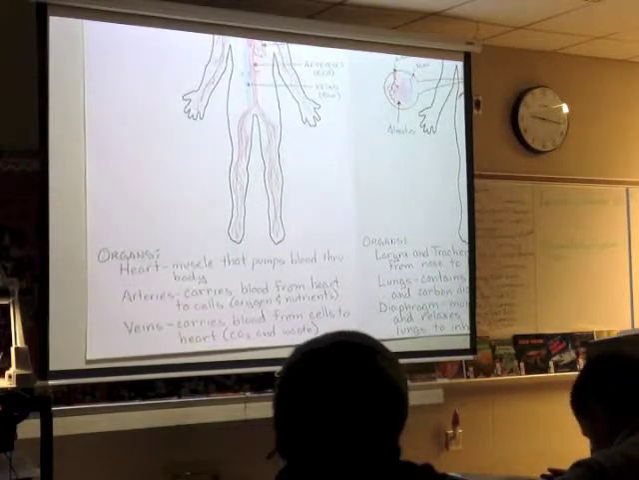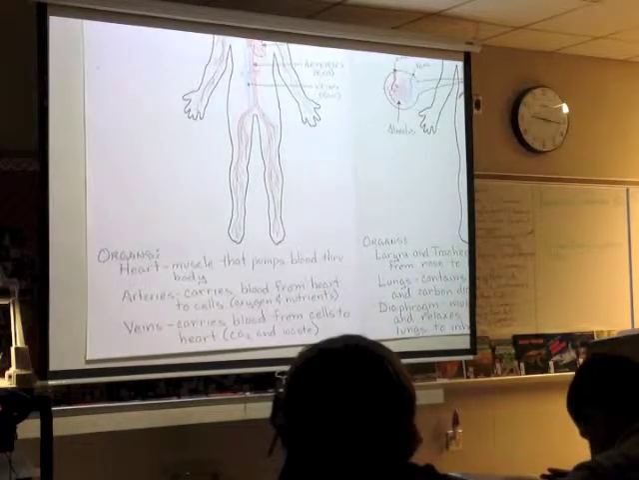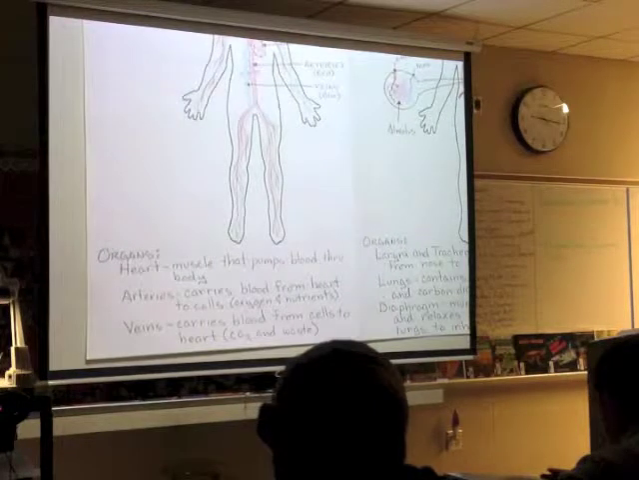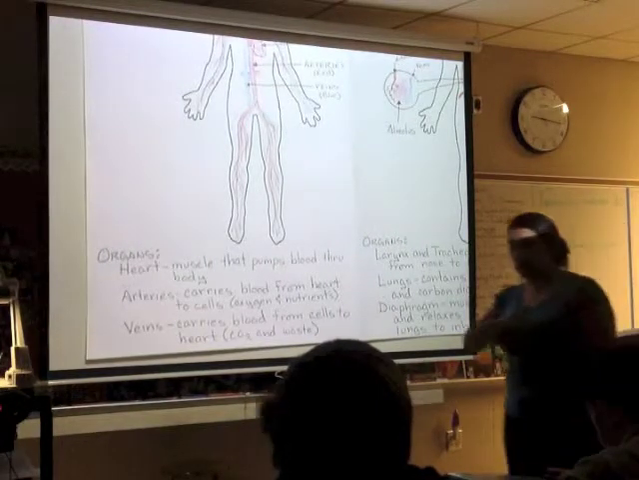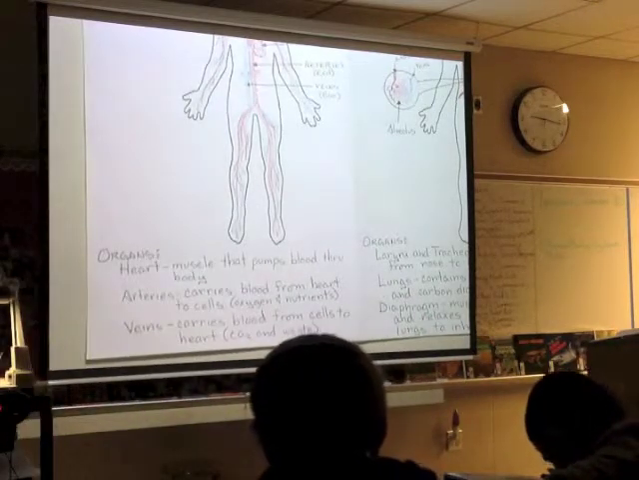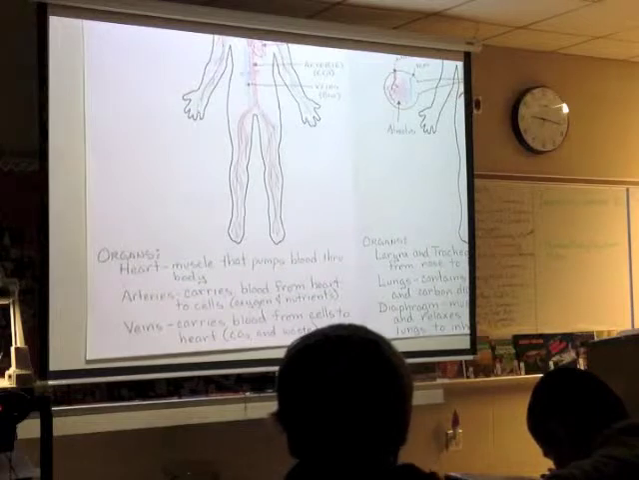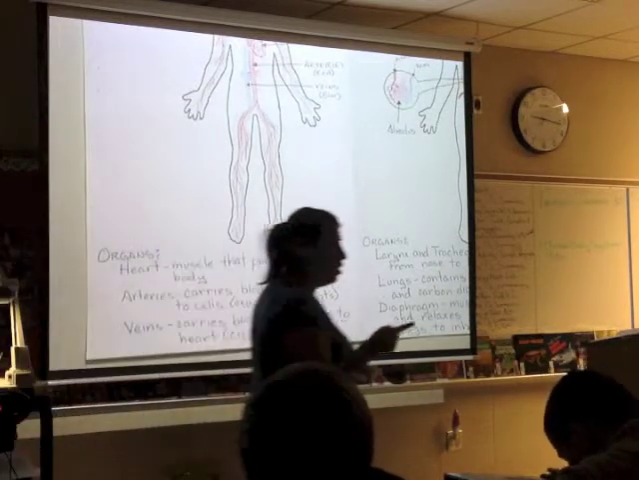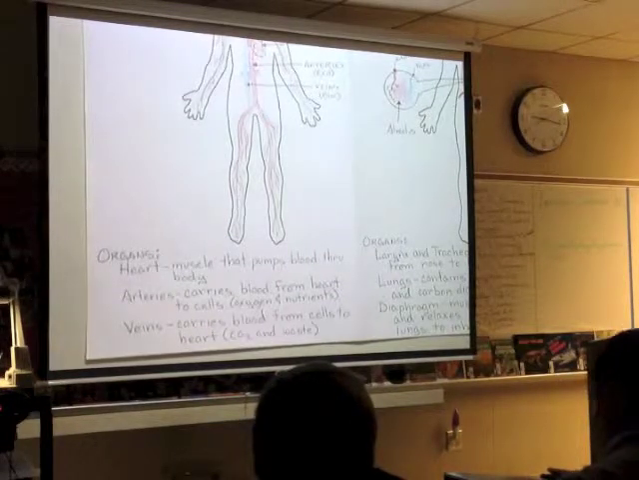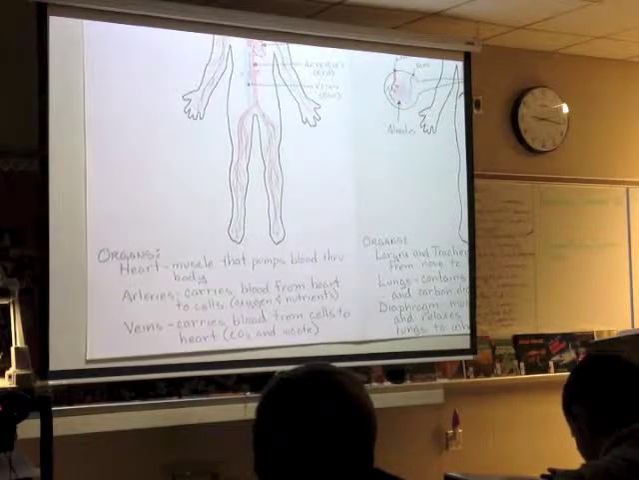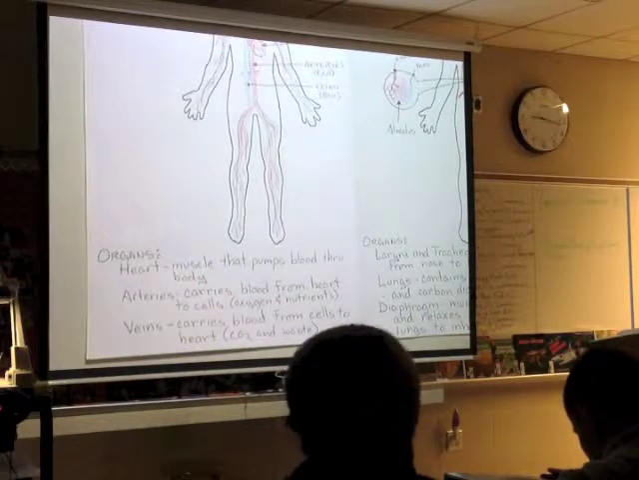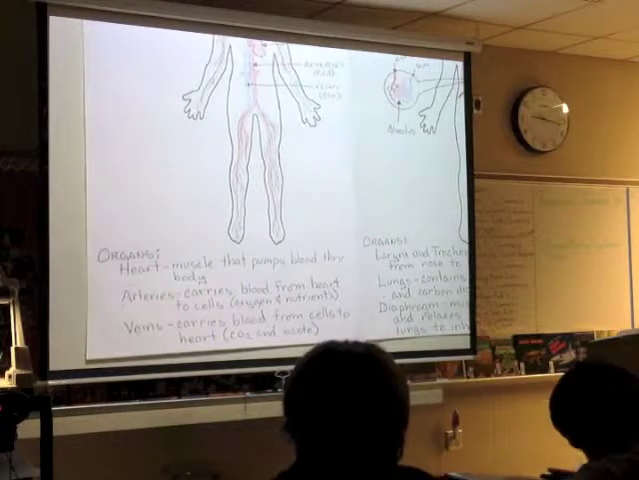The other two organs are the arteries and the veins. The arteries are the ones that carry blood from the heart to the cells. So any blood that is going from the heart to the cells is going through an artery. And for the most part, that blood has oxygen and nutrients. There's one exception, which is the pulmonary artery, which takes the blood from the heart to the lungs. That's taking waste. But for the most part, all arteries, except for the pulmonary artery, are taking oxygen and nutrients.